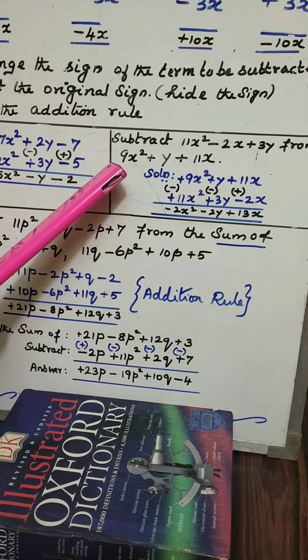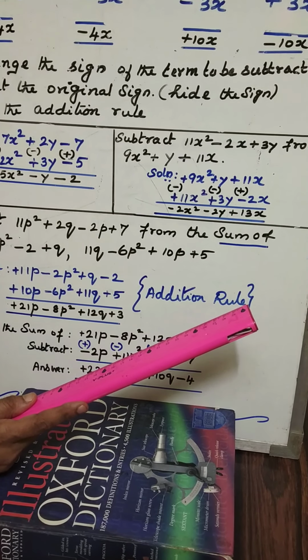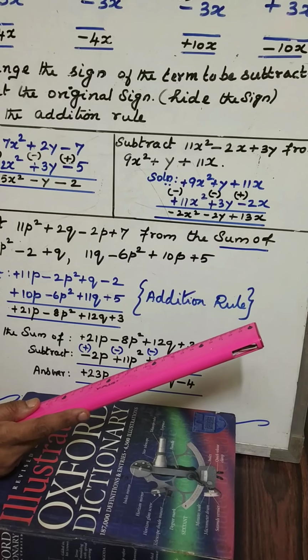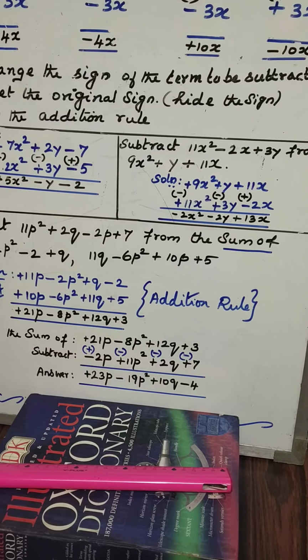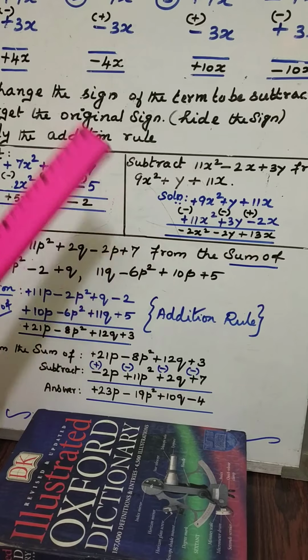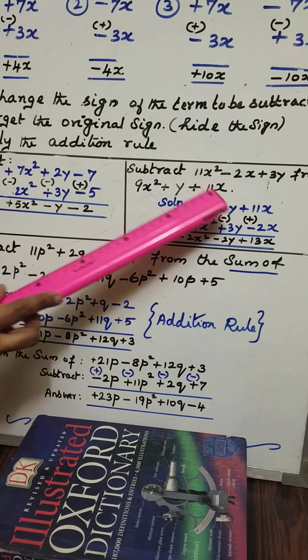Now in this way also sometimes it will be: subtract 11x squared minus 2x plus 3y from 9x squared plus y plus 11x. Sometimes even normally: subtract 5 from 12. What is the meaning? Subtract 5 from 12 means from the 12 you have to subtract the number 5. Like that here, subtract these terms from these terms.